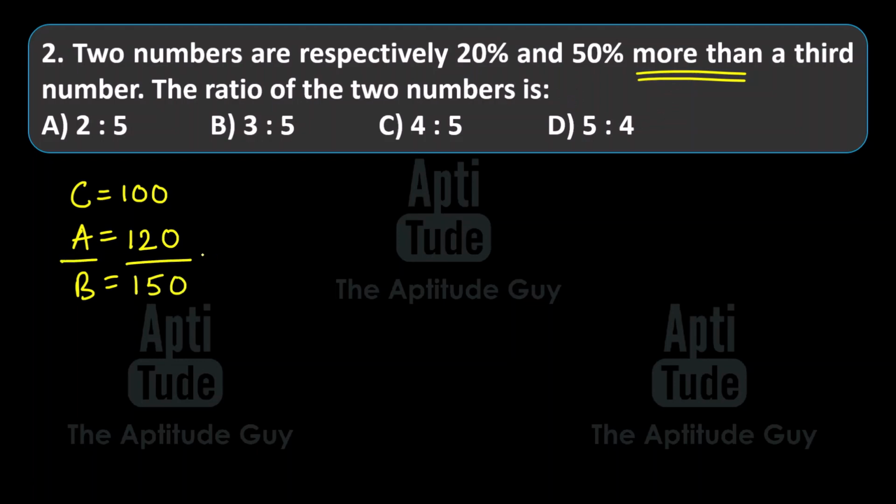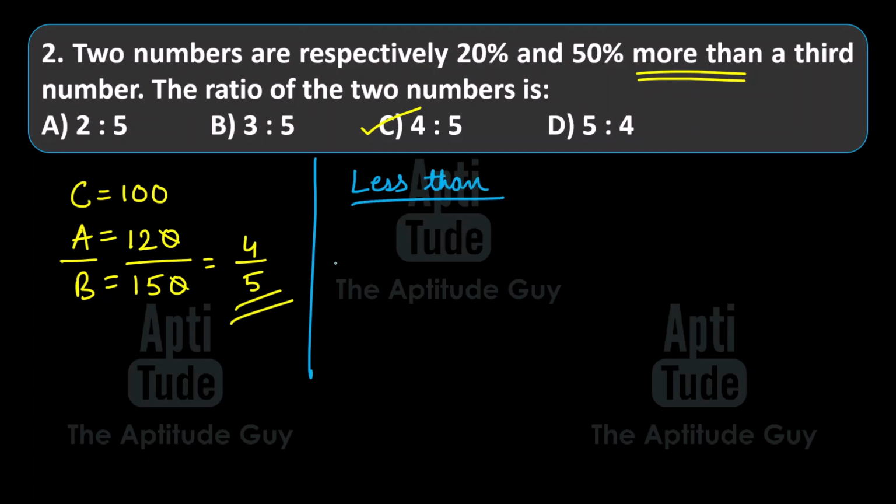So what is the ratio over here? 0, 0 gets cancelled. 12 by 15 is how much? 3 4s are 12 and 3 5s are 15. Answer is option C, 4:5. Now what if instead of more than they had given less than? Then what would be the answer?